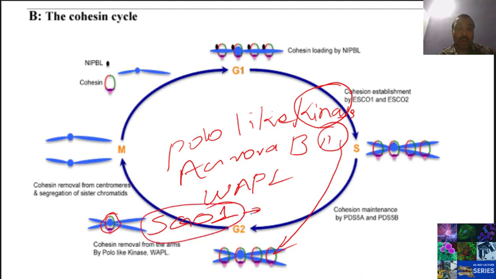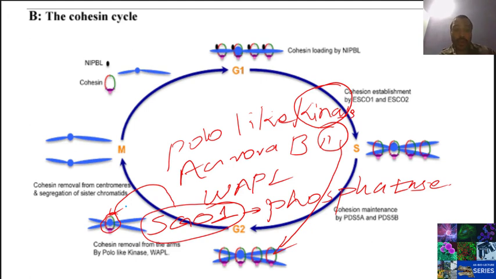So the SGO1 has the phosphatase activity, not kinase activity, it is phosphatase activity. So SGO1 protein is present at the centromeric region.